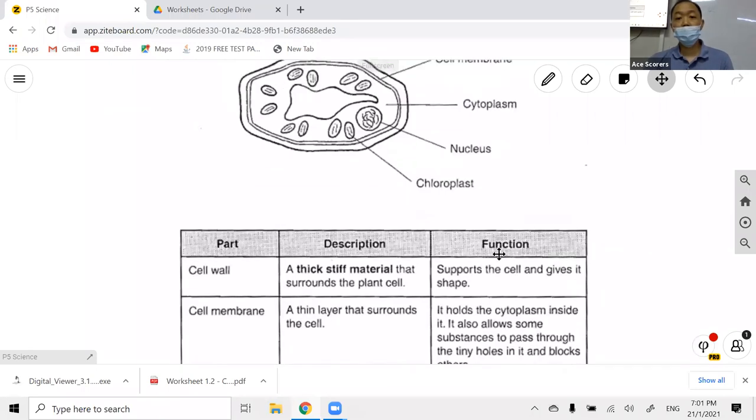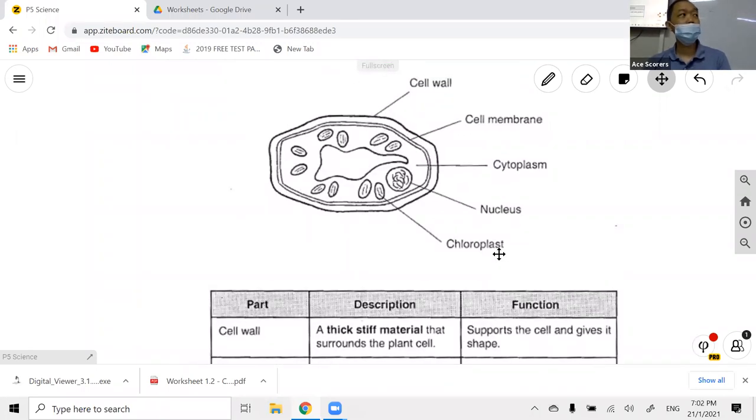Why do you want to look at cells? Cells, I need a more powerful microscope. Can you buy it? Yes, I can. Why can you buy it? Maybe go to Taobao, Shopee.